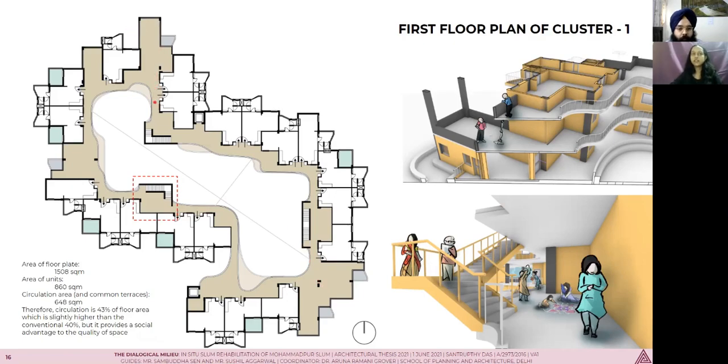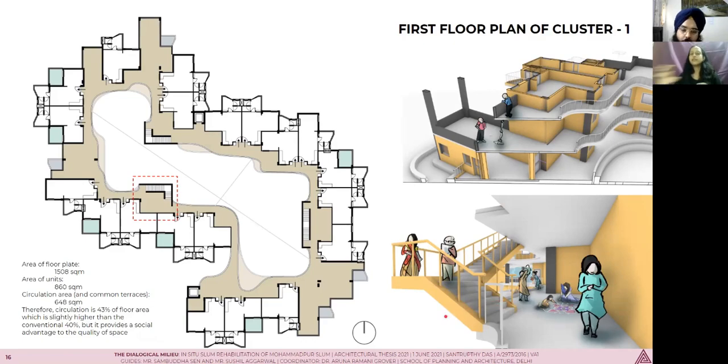Now it is interesting to note that the circulation here becomes 43% of the floored area, which is slightly higher than the conventional 40% that we generally talk of in buildings. So here we note that there is a requirement for changing the code itself. Absolutely, to be able to accommodate the ways in which slum dwellers live. And here, spaces near the staircase or wherever the corridor is widening, people can use for various activities.